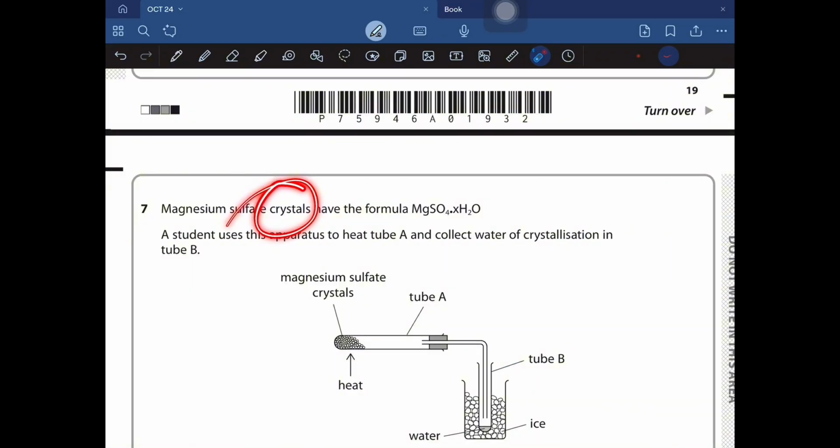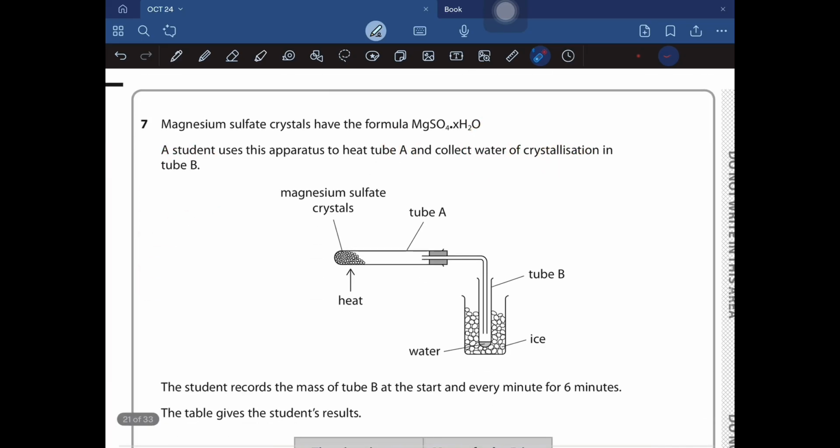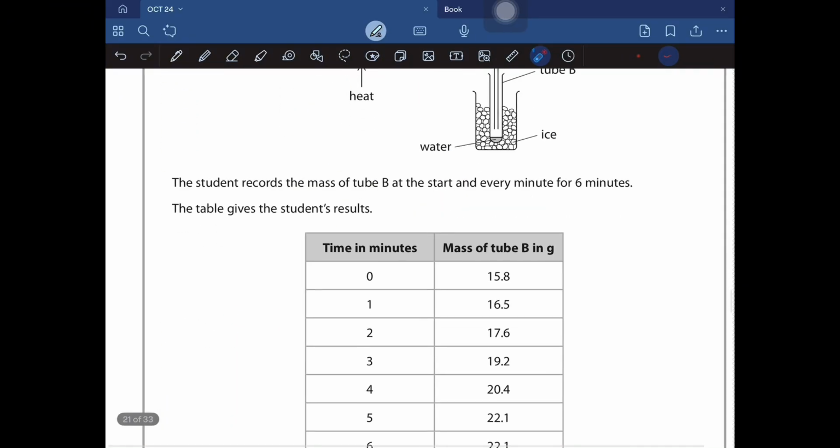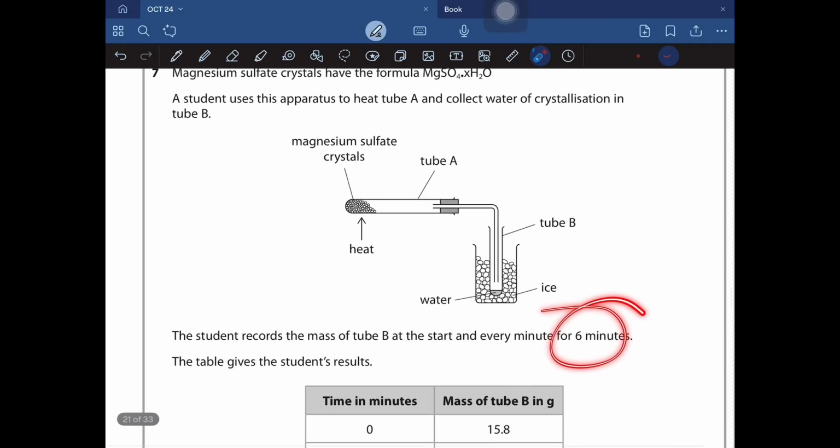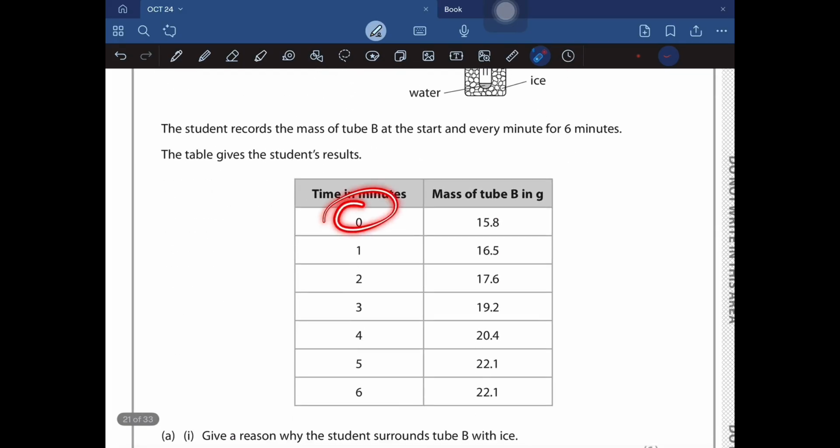Magnesium sulfate crystals have this formula. A student uses this apparatus to heat tube A and collect water of crystallization in tube B. So you have the magnesium sulfate crystals over here and you are heating them, and the water is going to form water vapor. The water vapor comes over here, and once it is here it is going to get condensed because of this ice and forms liquid water. The student records the mass of tube B at the start of the experiment and every minute for 6 minutes, so this is the initial mass and this is the mass after 6 minutes.